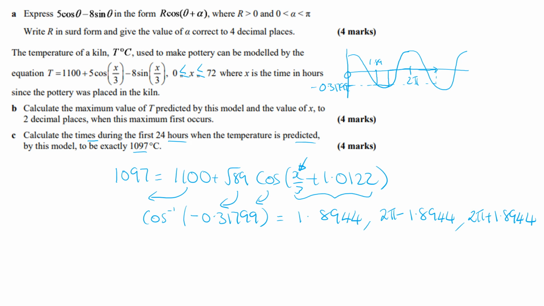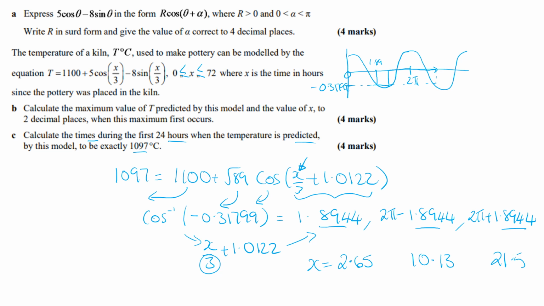Now to all of these angles, they are the same as the x over 3 plus 1.0122. To each of these three answers, we need to take off the 1.0122 and then times by the 3 to get x on its own. And if you do that, x comes out to be 2.65 hours, 10.13, or 21.5. So going that extra one, this one is also within the 24 hours.